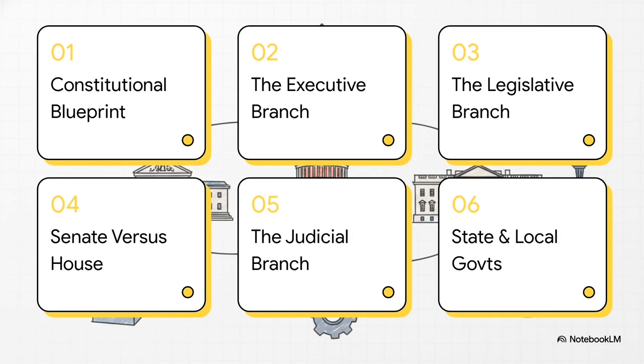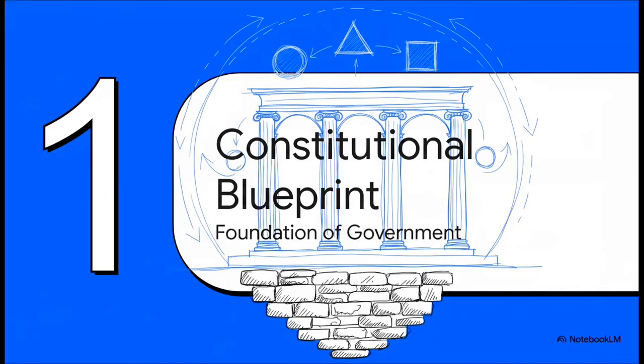Here's a quick look at our visual syllabus. We'll cover the constitutional blueprint, the executive, legislative, and judicial branches, then compare the Senate and House, and finally wrap up with state and local governments. Let's jump right in. Starting off with Section 1, the constitutional blueprint.